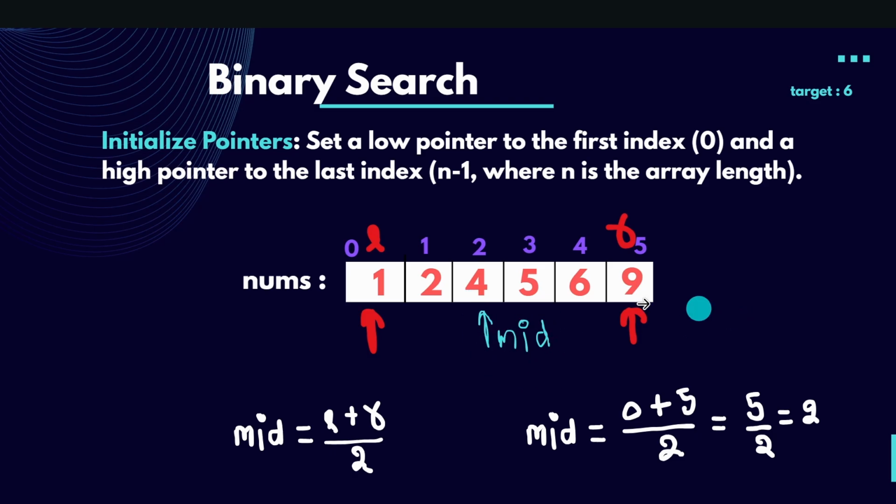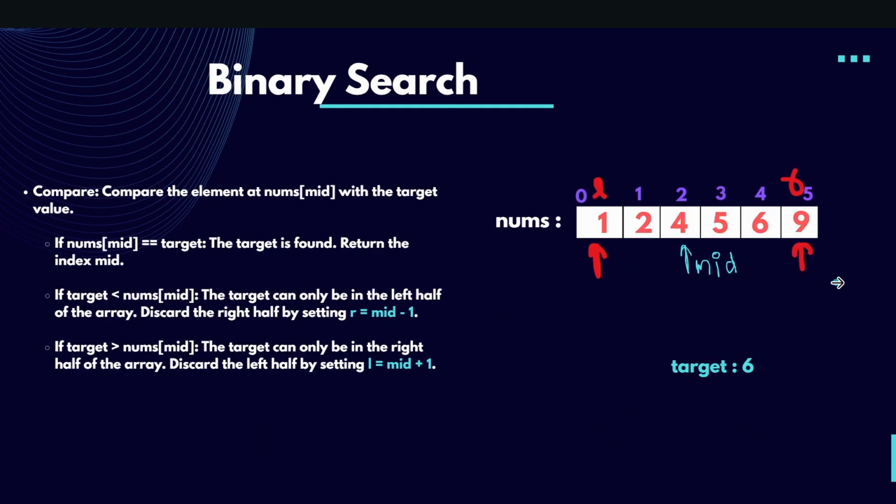Now we are going to compare this mid value. Is this equal to the target? Is the target 6 equal to 4? No, that's not the correct one. So the next step, we are going to compare: is mid equal to target? Is 4 equal to 6? No, this 4 is not equal to 6.